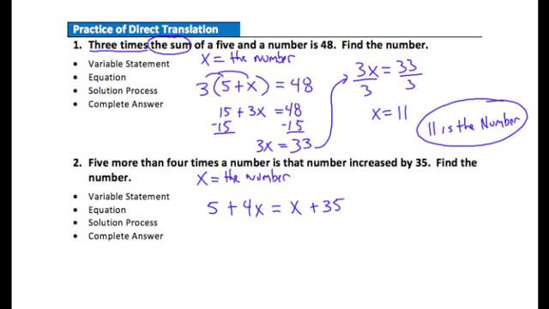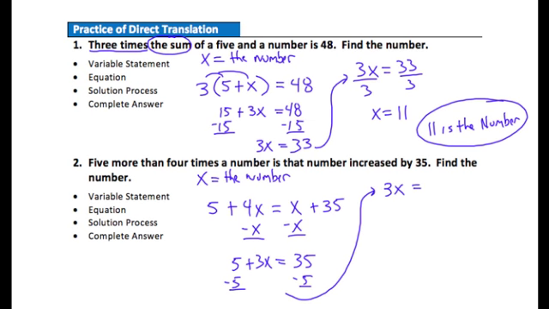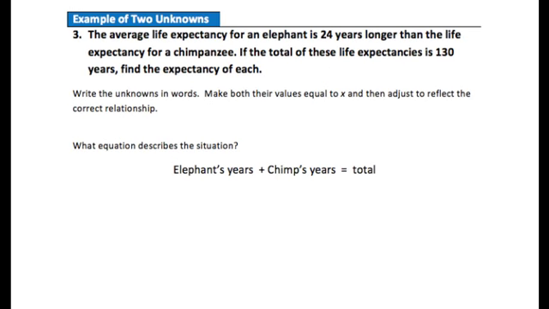Okay, now we go ahead and solve our equation. Get rid of the smaller variable term. Okay, subtract 5 from each side. So let's see, 3x will be left on the left side, 30 on the right side, divide by 3. Okay, and so we would say 10 is the number.